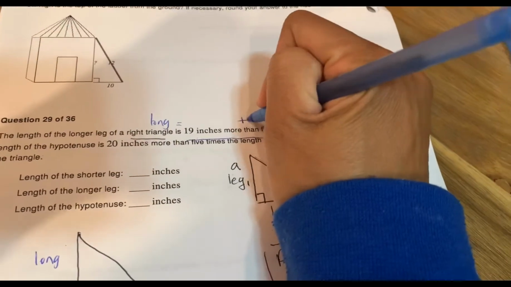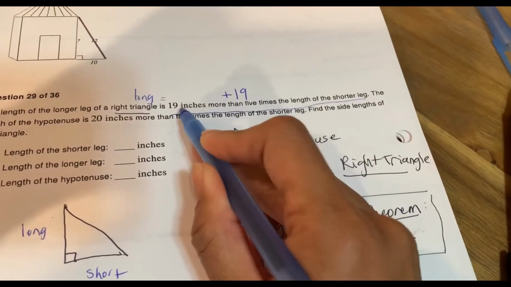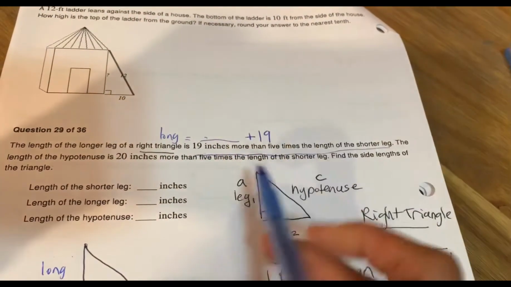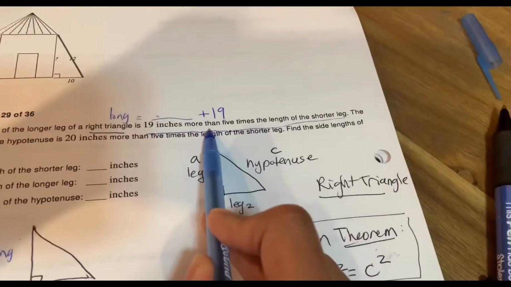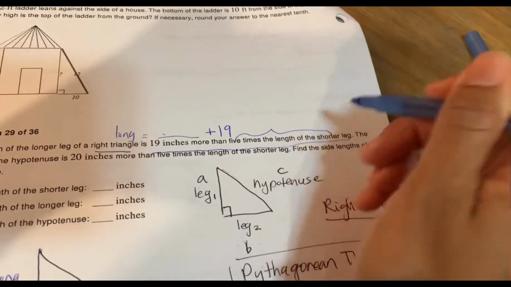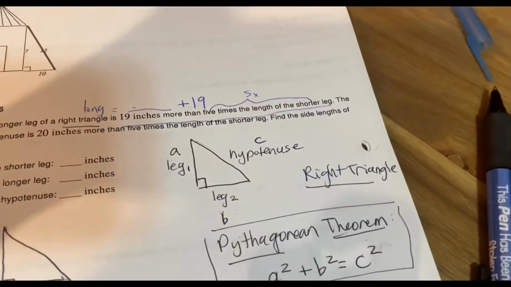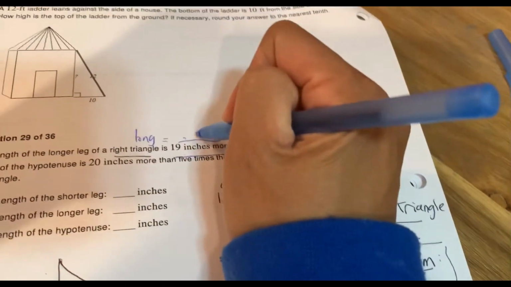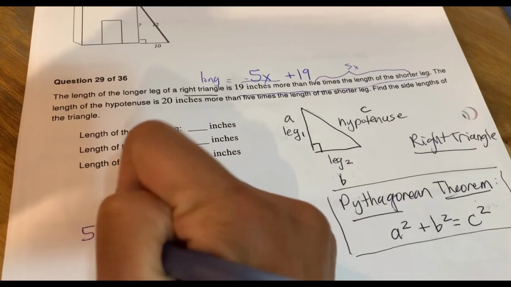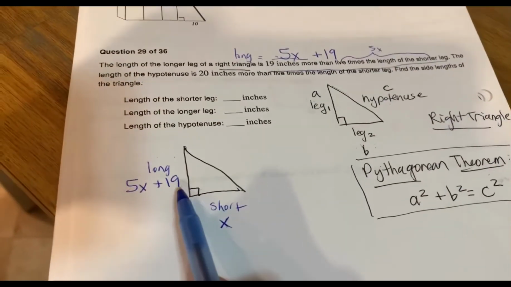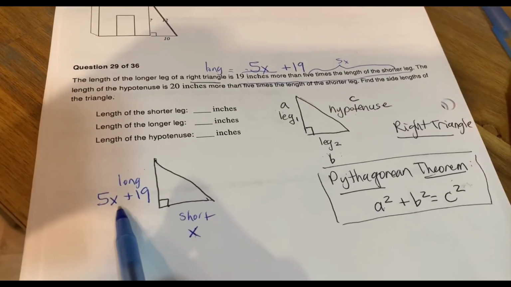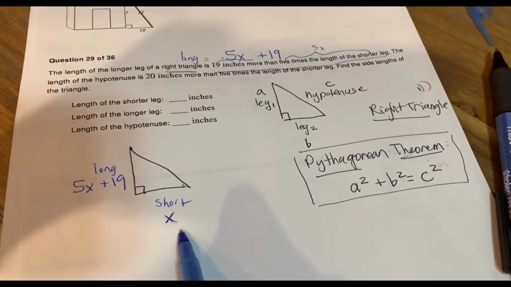More than means you're going to add 19. But you're adding 19 to what? There's some blank here. 19 inches more than, well, it's more than what? 5 times the length of the shorter leg. So 5 times the length of the shorter leg means 5 times x, so I have 5x plus 19. The longer leg here is 5x plus 19, because it's 19 inches more than 5 times the length of the shorter leg, and the length of the shorter leg is x.